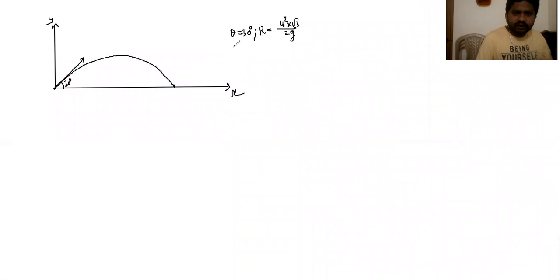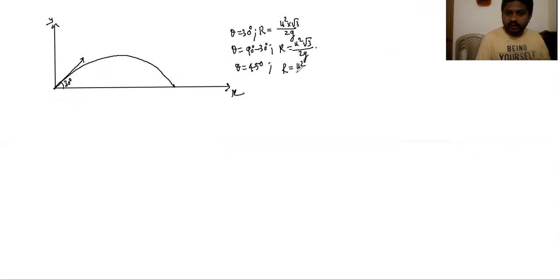So when your theta is 90 minus 30, you get the same range, u square root 3 by 2g. And you get theta value which is maximum at 45 degrees. Theta value is 45 and the range you get is maximum, so u square by g, right? Because range is equal to u square sine 2 theta by g, understand? So sine 2 theta is 1 in this case.